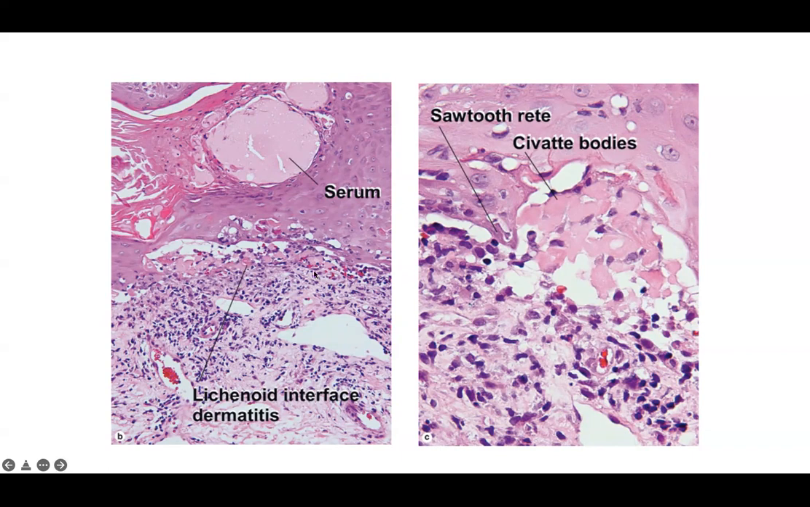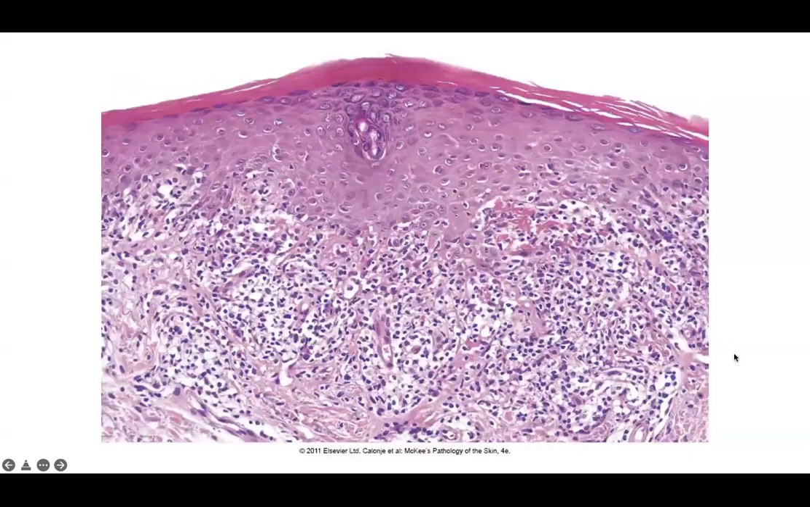You see the destruction of the basement membrane. You often can see the same type of destruction in lichen planus. So lichenoid interface dermatitis, sawtooth rete ridges, Civatte bodies, etc.